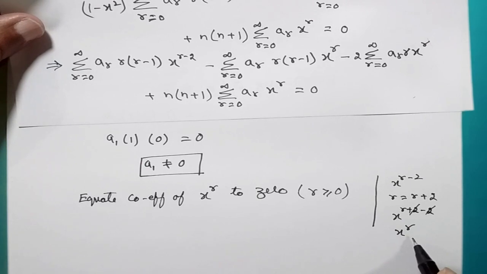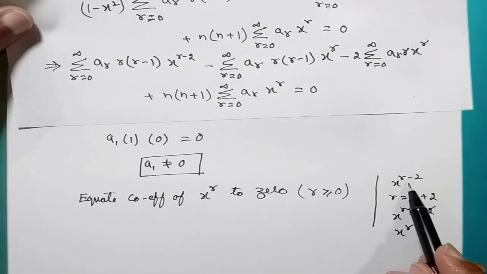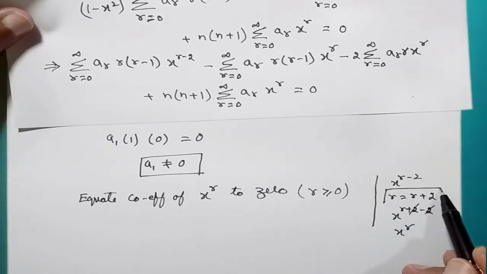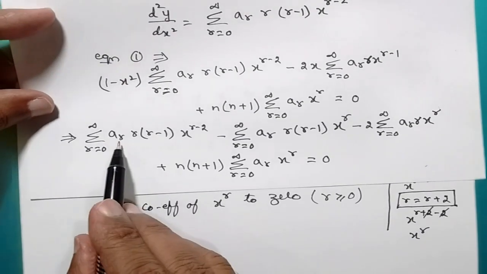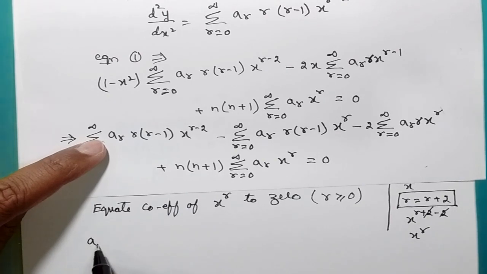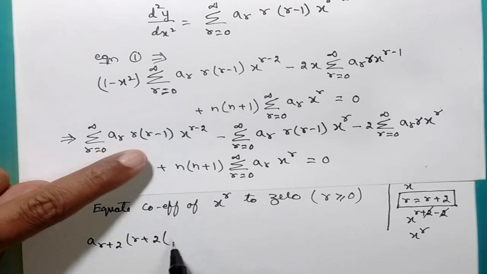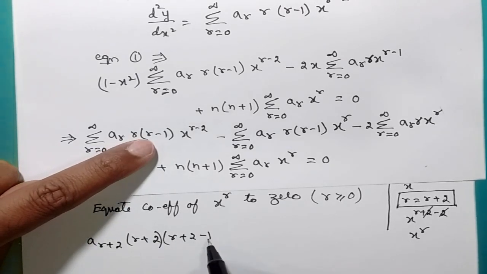So you're getting x power of r. In the first term, to make the power r minus 2 into r, you have to put r equal to r plus 2. So in this equation you have to put r as r plus 2. So we'll be getting a_(r+2), r will become r plus 2, and here r will become r plus 2, and this is minus of.